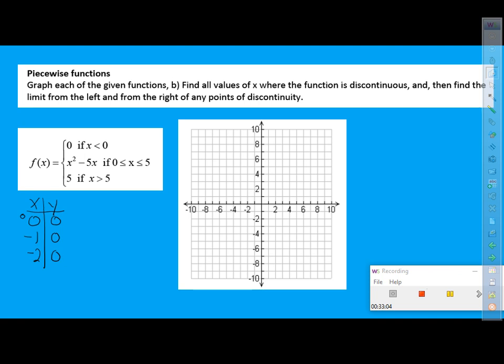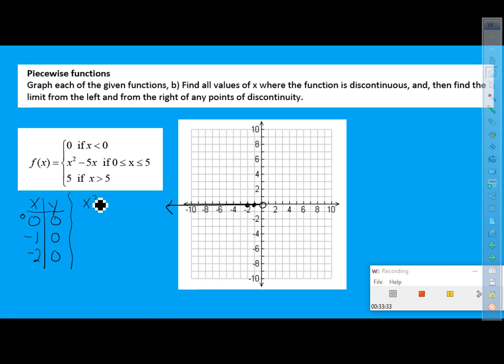So here's what I've got so far. I've got 0, 0 with an open dot. I've got negative 1, 0. I've got negative 2, 0. So it looks like so far I've just got the x-axis. So far this thing's continuous from negative infinity to 0. Now let's pick on this next little piece.